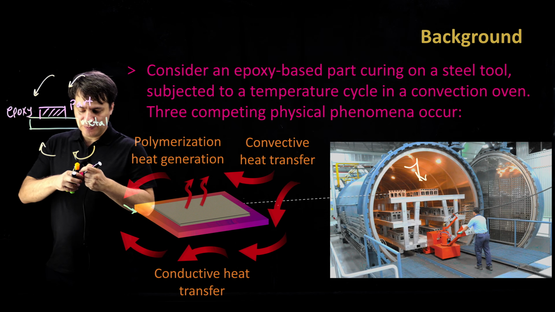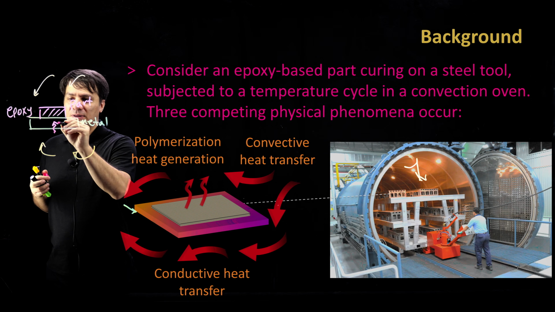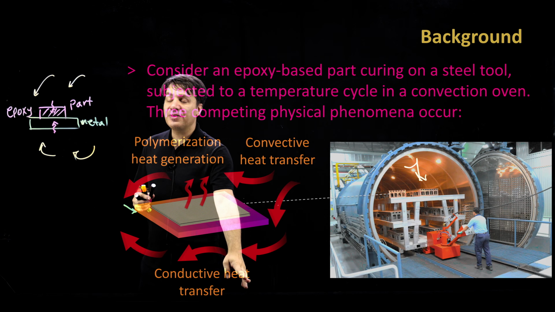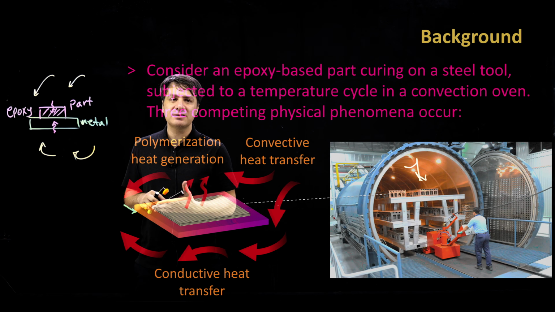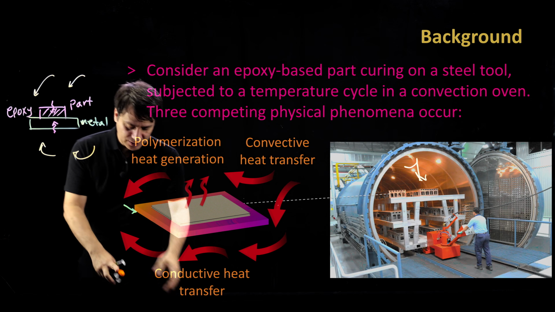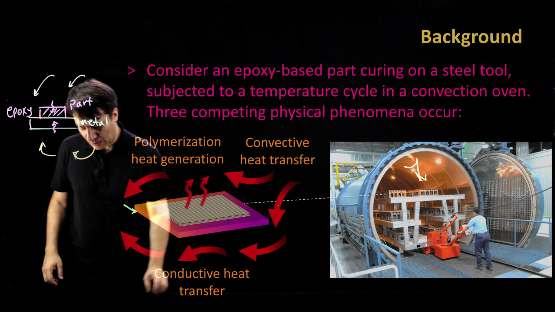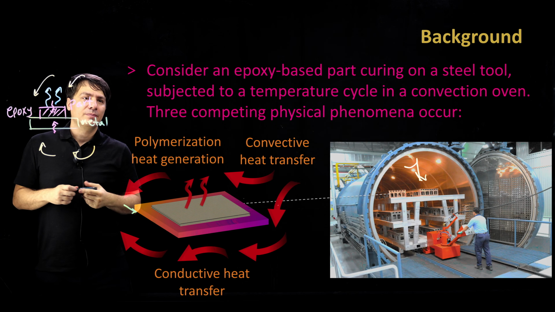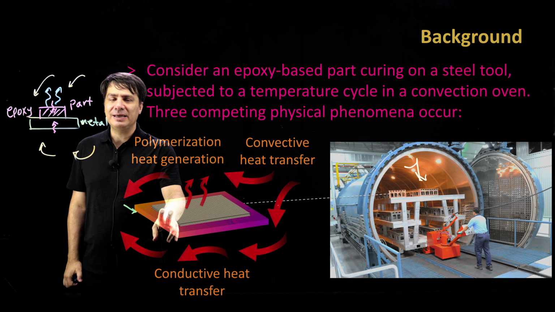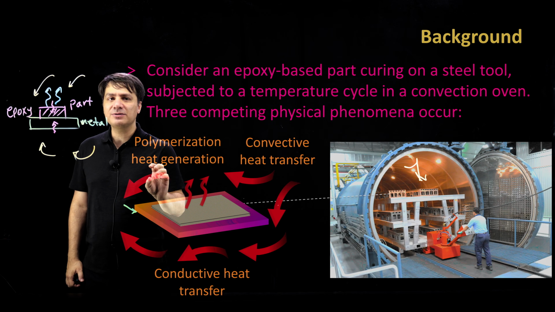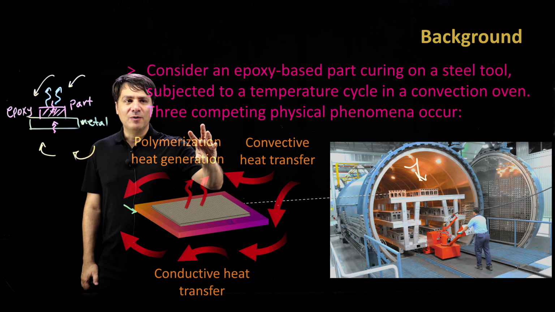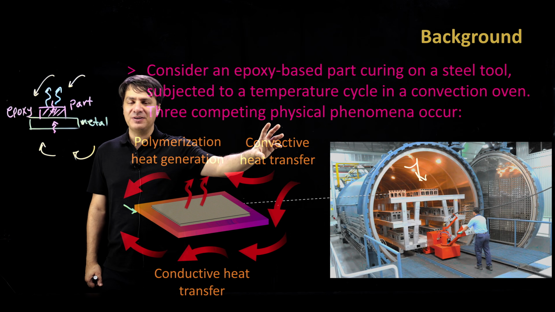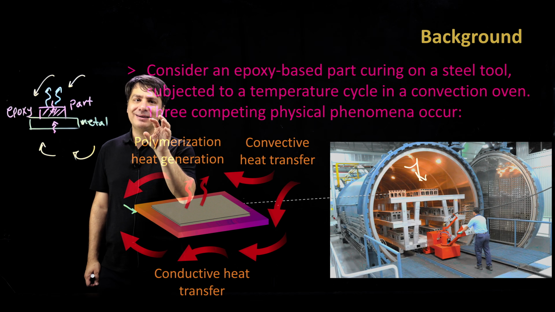Then the heat has to diffuse and go through the part and tool from both sides. So you have conductive heat transfer. So that's the second physics that is here. And this part might produce its own heat. And that becomes, we call it polymerization heat generation. So it becomes the third type of heat mechanism that is happening here. So what happens in this scenario is that there's a competition between three physical phenomena. There is a convective heat transfer, conductive heat transfer, and heat generation.